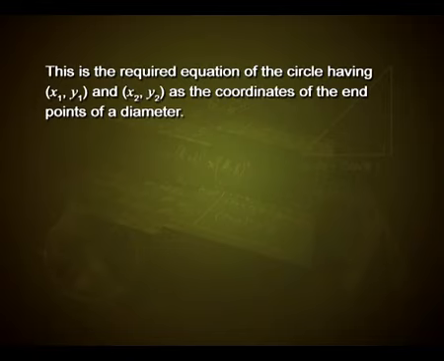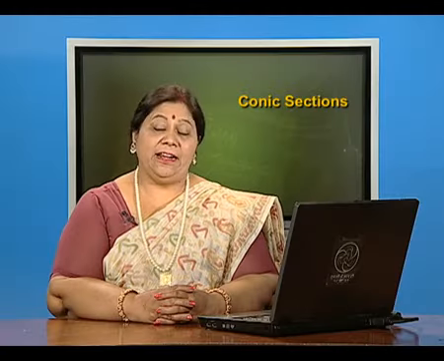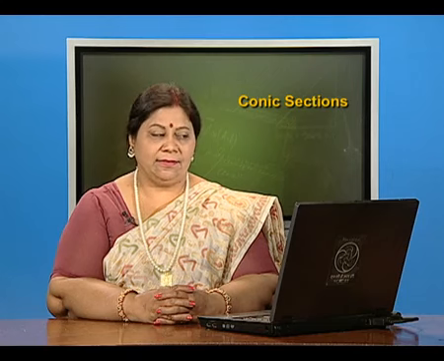Now, we have an important remark here. If the coordinates of the endpoints of a diameter of a circle are given, we can also find the equation of the circle by finding the coordinates of the center and the radius. The center is the midpoint of the diameter and the radius is half of the length of the diameter. Here, let us solve an example involving the diameter form of a circle.